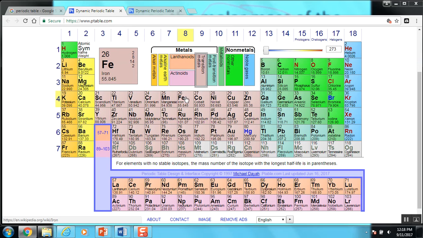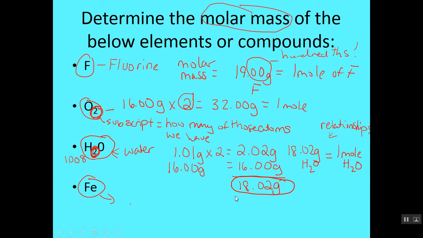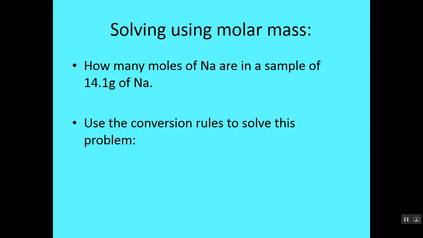Alright, so we find iron on the periodic table, and when we find it, we see it says its mass is like 55.845. So molar mass of iron is what? It's 55.85, and that's grams in 1 mole of iron. And so we're done, right? We've simply found what the molar mass of iron was. It's 55.85 grams in 1 mole. Alright, so now let's take this idea of molar mass and let's apply it.